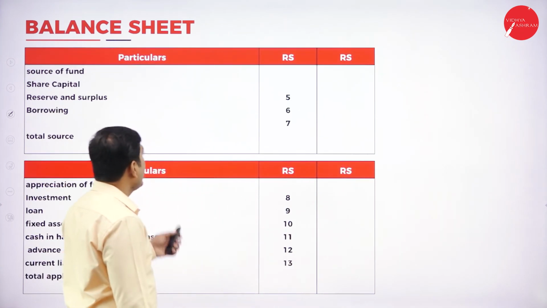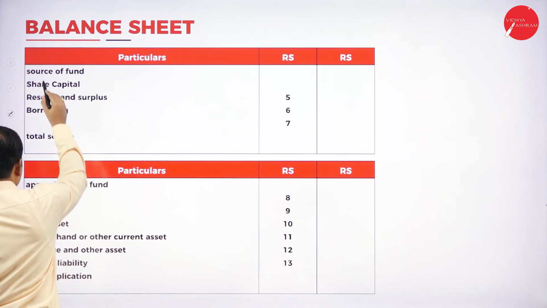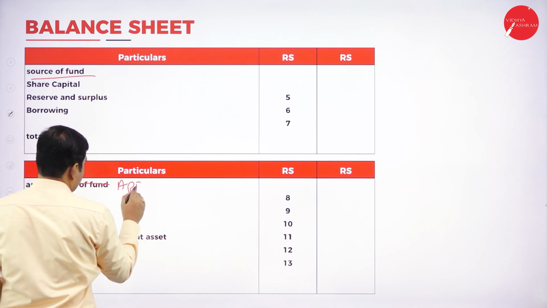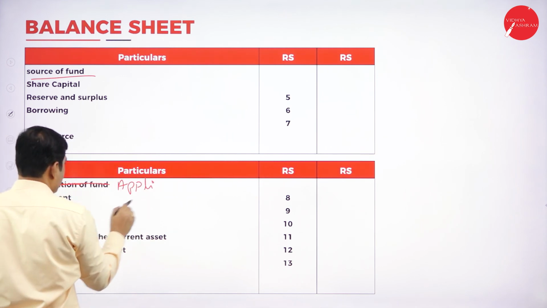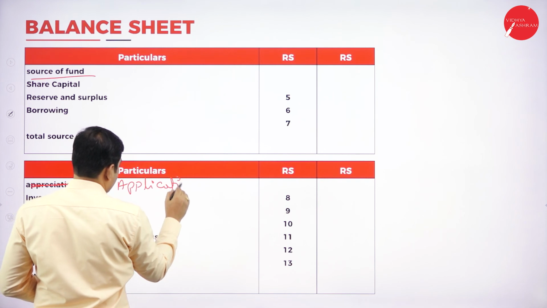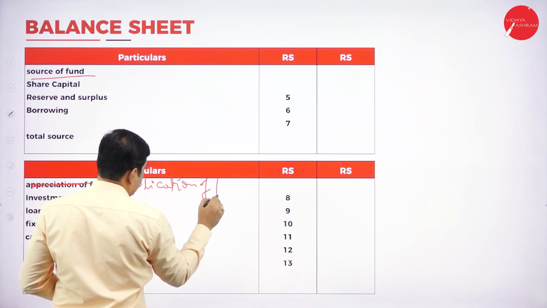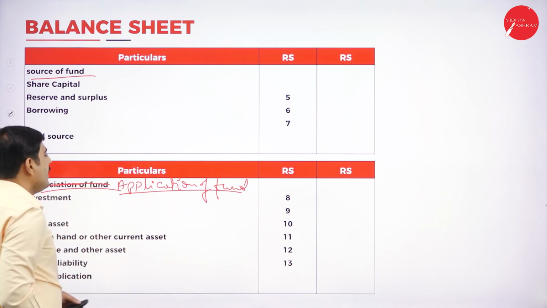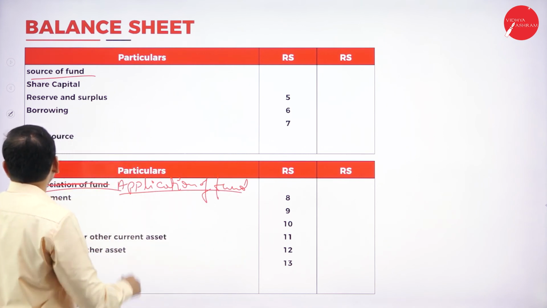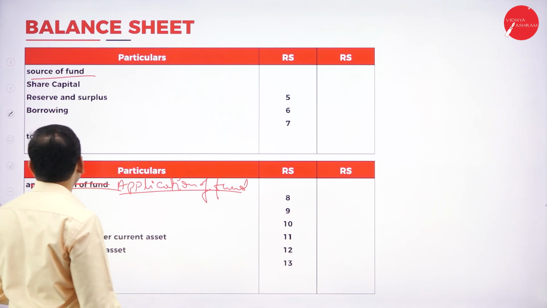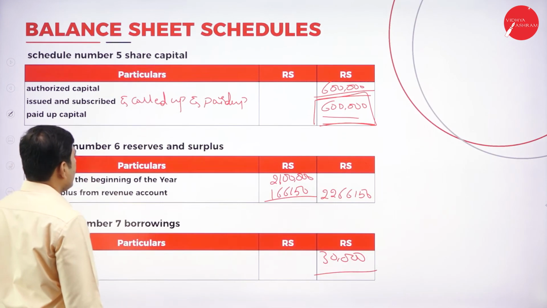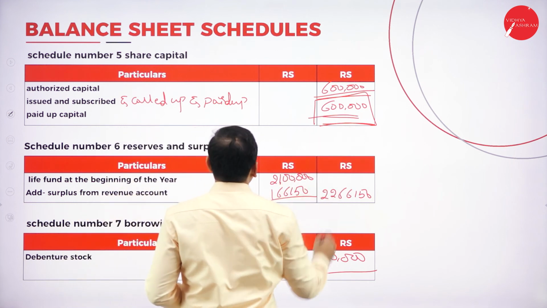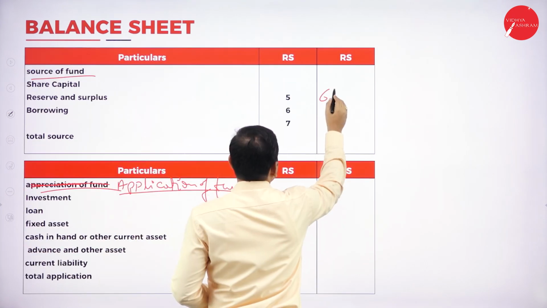So let's go to the balance sheet. This is the source of fund. This is the application of fund. So what is the source of fund here? Let's write first one, share capital. What is the total amount of share capital? Look at the share capital, it is 6 lakh. So let's write 6 lakh.